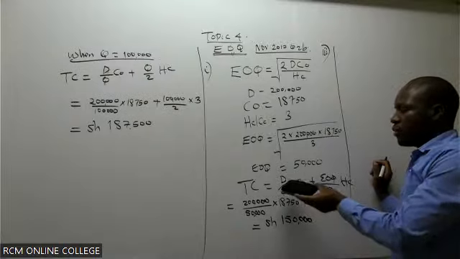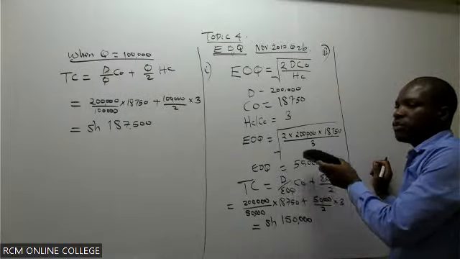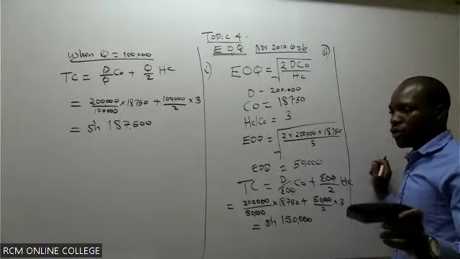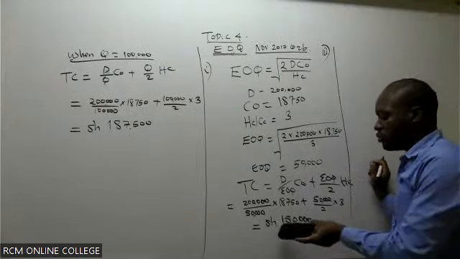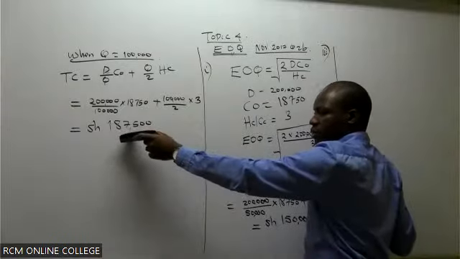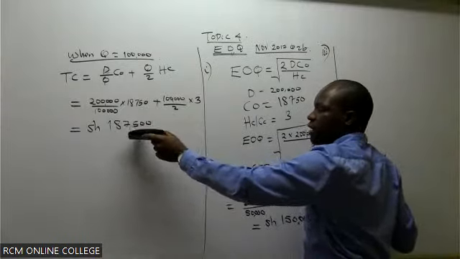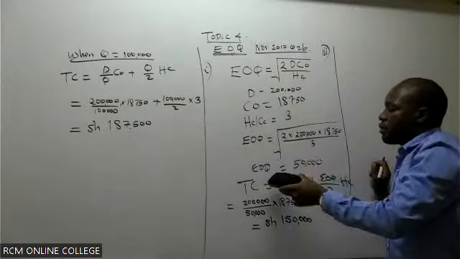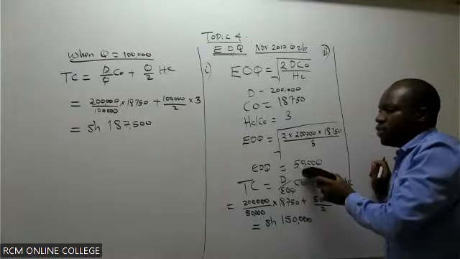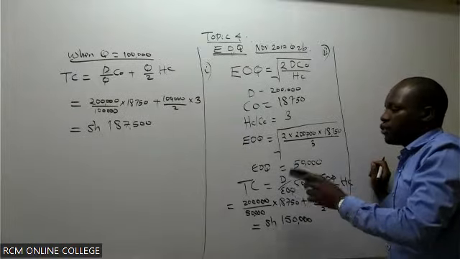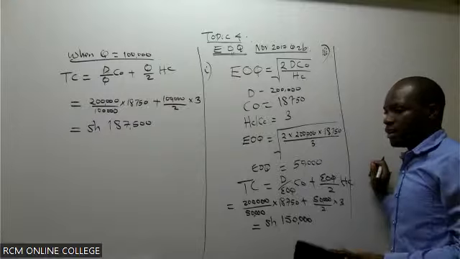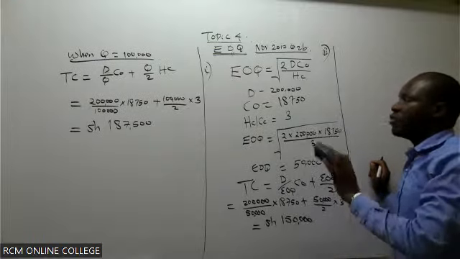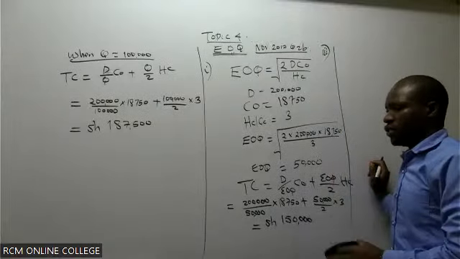They're supposed to order 50,000 units, because by ordering 50,000 units they are going to save on cost. By how much? The difference between this and this. That is 37,500. So the company should order 50,000 units so that they are able to save a total of 37,500. That's what you are required to do in this particular question.